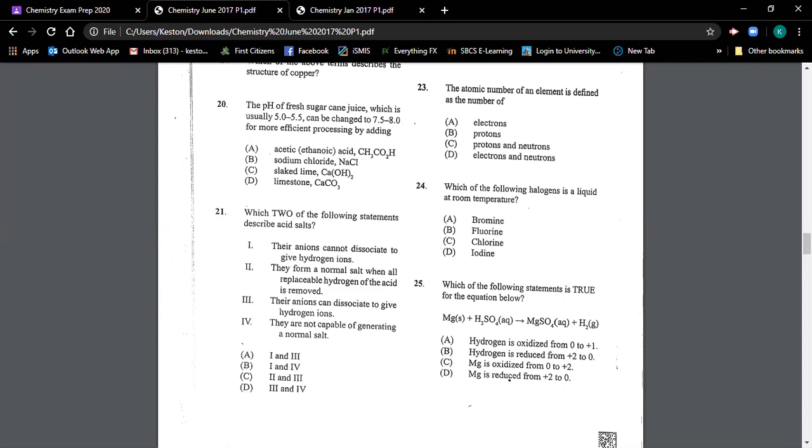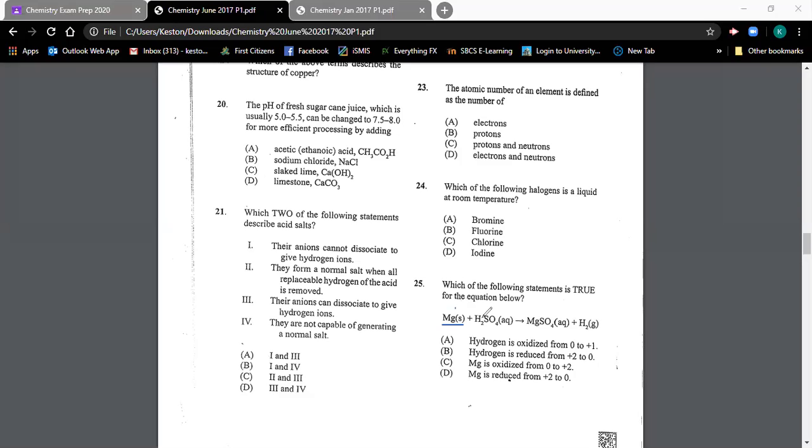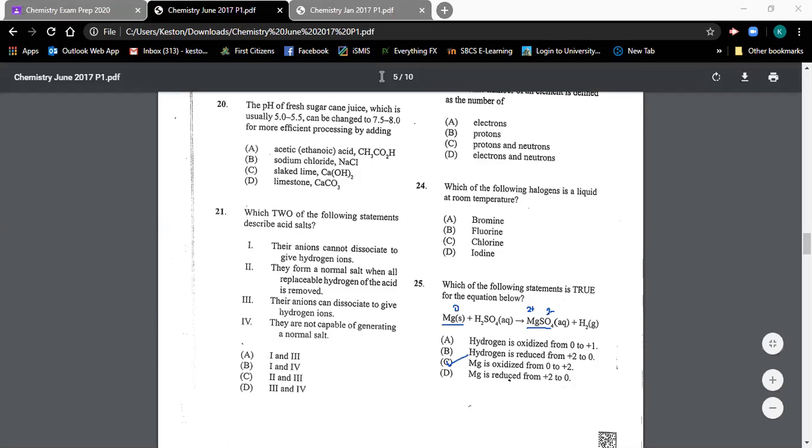Mg is oxidized from 0 to +2. That makes sense, because that one is in its solid elemental state, so the oxidation state will be 0. Here, SO4 is a 2 minus, so this has to be a 2 plus here. So C makes sense, right? Nope, this is wrong. It's not +2 on the left-hand side. So C is the correct answer. Magnesium on the left side is 0, and when we move across here, magnesium now becomes 2 plus.